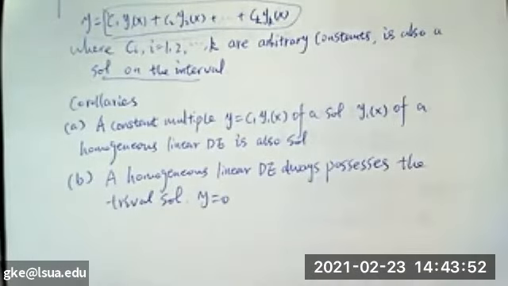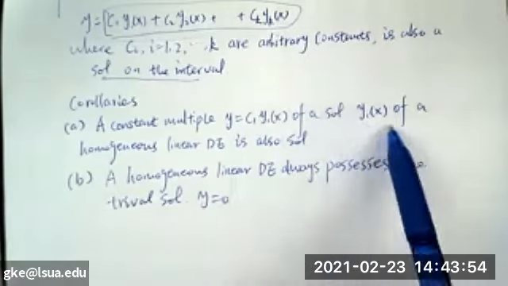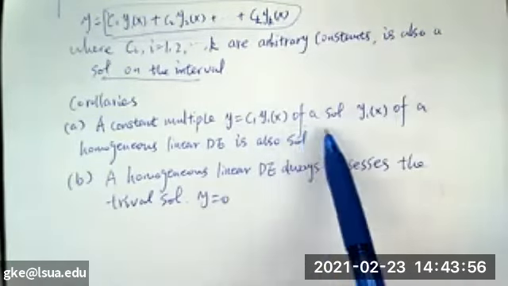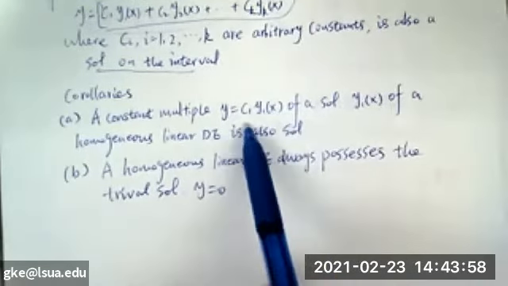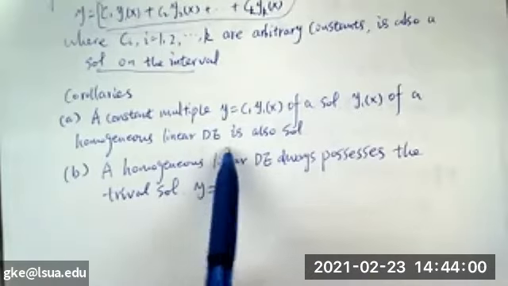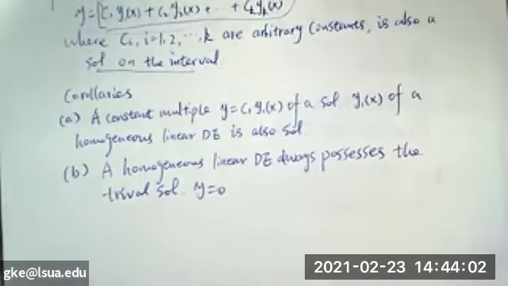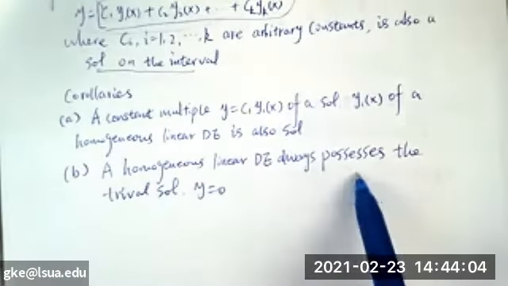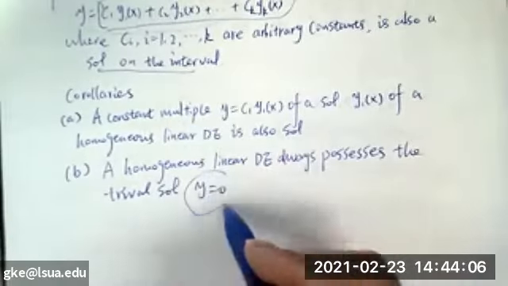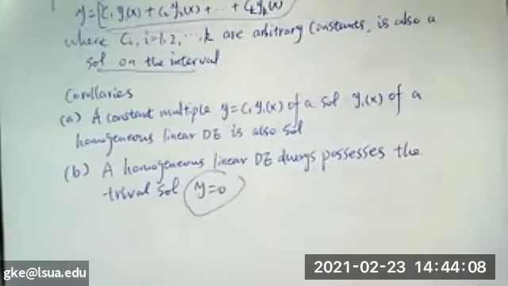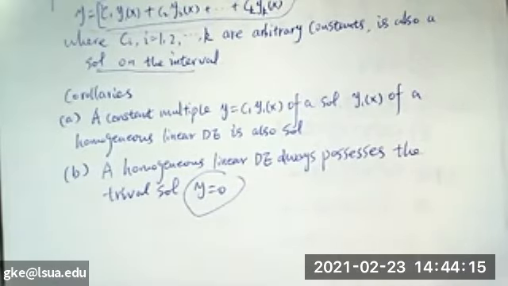So if we find one solution for the homogeneous equation and multiply it by a constant, that is still a solution of the homogeneous linear differential equation. And the other one is that for any homogeneous linear differential equation, we always have the trivial solution, y equals 0. Y equals 0 is always a solution for homogeneous equations.